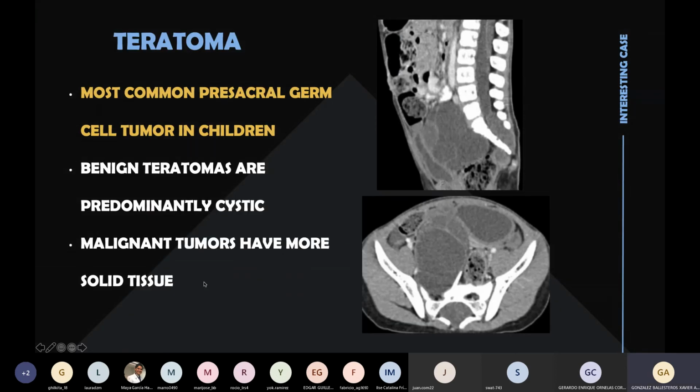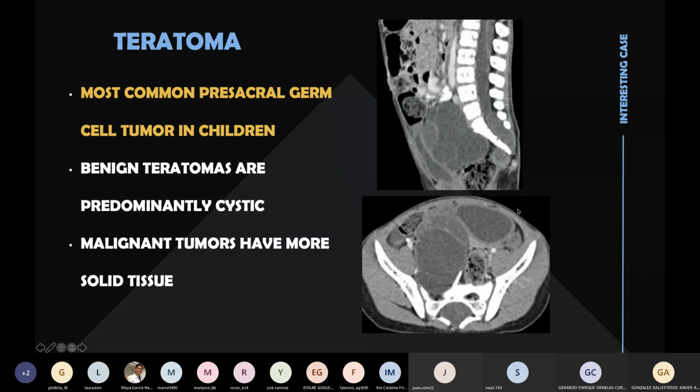Another possibility is a sacrococcygeal teratoma, which is the most common presacral germ cell tumor in children and the most common solid tumor in neonates. These are 3 to 4 times more common in girls, and 60% of these tumors are benign. Less than 10% of tumors are diagnosed in patients who are over 2 years old. The imaging features of teratomas depend on their contents. Benign teratomas contain only mature tissues, including fat, calcification, and small amounts of soft tissue. When they are benign, they are predominantly cystic with fluid attenuation at CT.